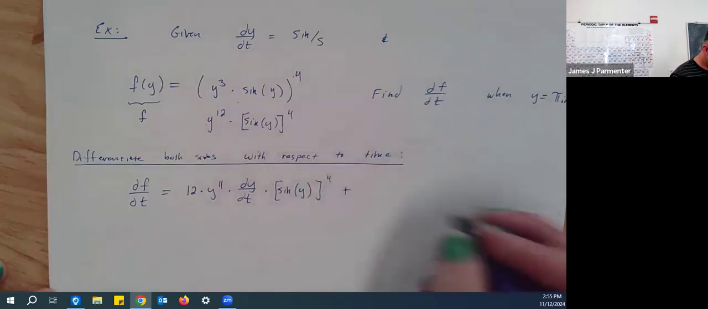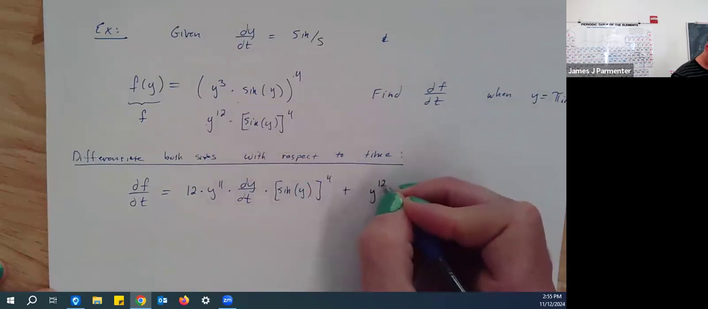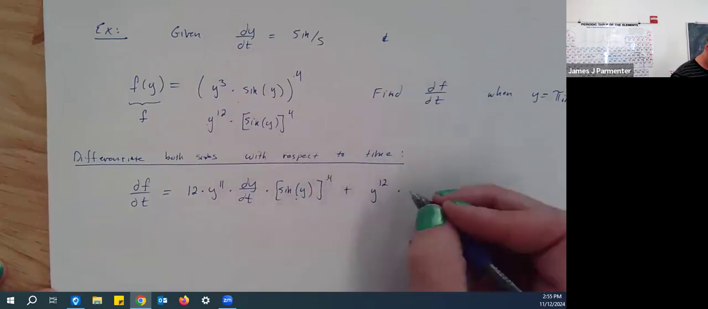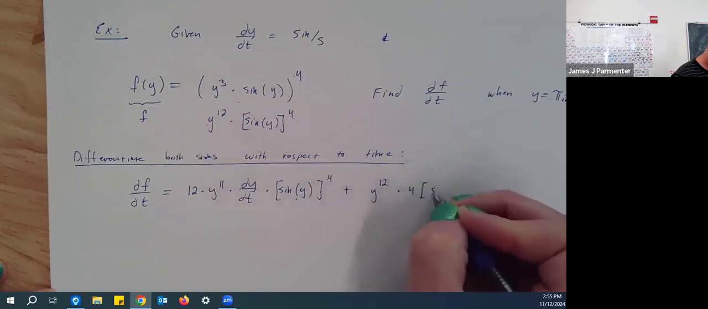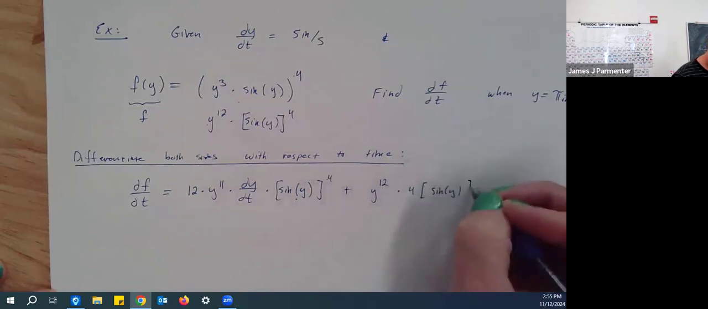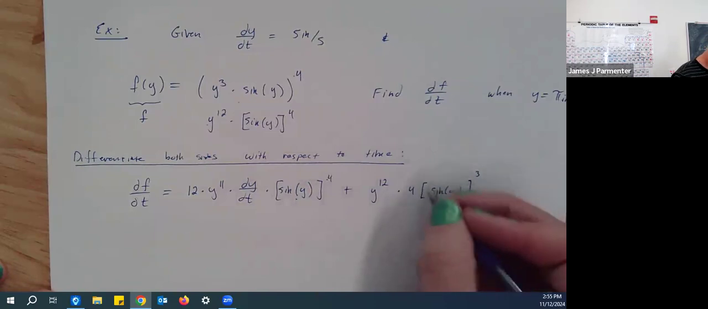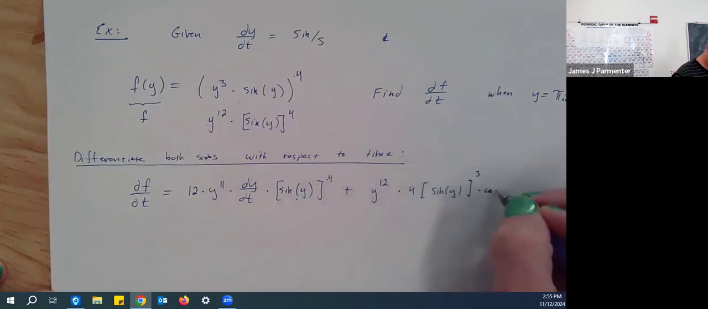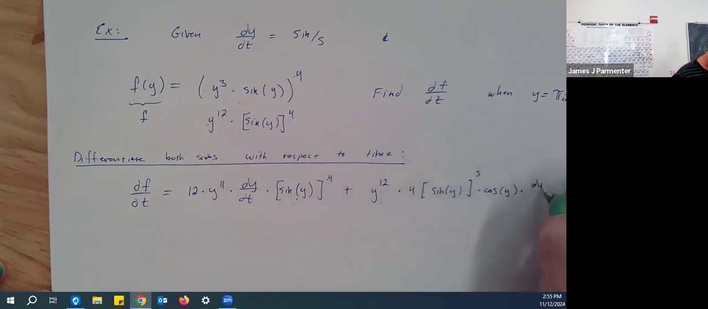plus, switch it up. Y to the 12th gets left alone, and then we're going to multiply by the derivative of sine of some stuff to the fourth, which is 4 times sine of y cubed, times the derivative of sine of y, and the derivative of sine of some stuff is going to be cosine of the stuff, times the derivative of the stuff. And this is where my answer is probably going to be very unexciting, which is fine.